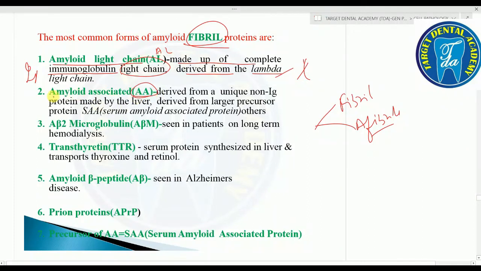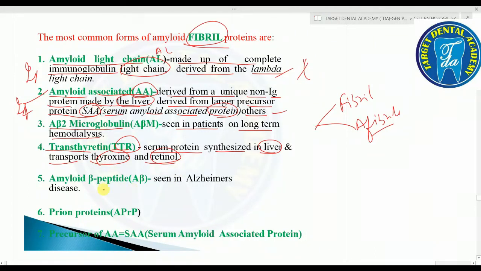Second is AA, which means amyloid associated. It is derived from a unique non-immunoglobulin protein made by the liver. It is derived from a larger precursor protein SAA, which means serum amyloid associated protein. Important. Next is A beta 2 microglobulin, which is seen in patients on long-term hemodialysis. TTR means transthyretin. It is a serum protein synthesized in the liver that transports thyroxine and retinol. The fifth one is A beta, which means amyloid beta peptide, seen in Alzheimer's disease.